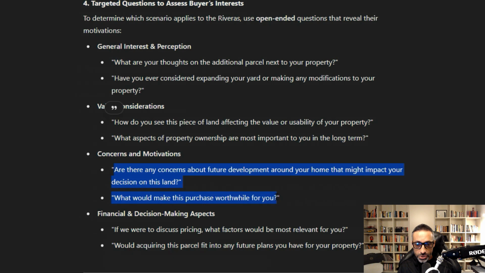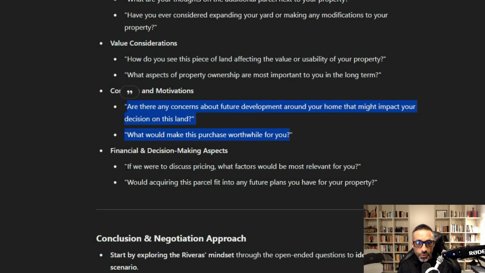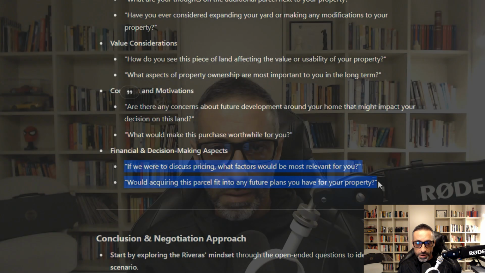What would make this purchase worthwhile for you? And financial decision. If you were to discuss pricing, what factors would be most relevant for you? Would acquiring the parcel fit into any future plans you have for your property?